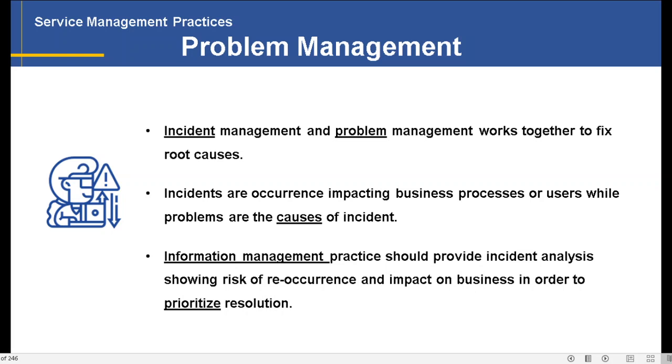ITIL 4 teams will prioritize incidents based on the risk of them reoccurring, as well as the potential damage they can cause. This is driven by information management, which can require data from project or test teams, as well as developers, partners, service desks, and suppliers as necessary.